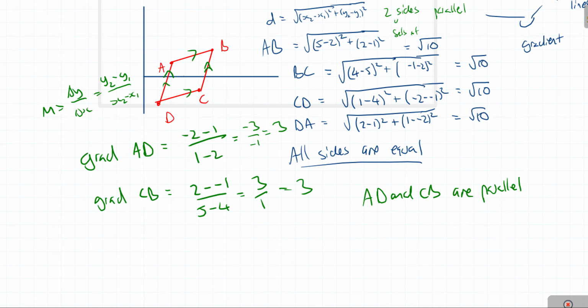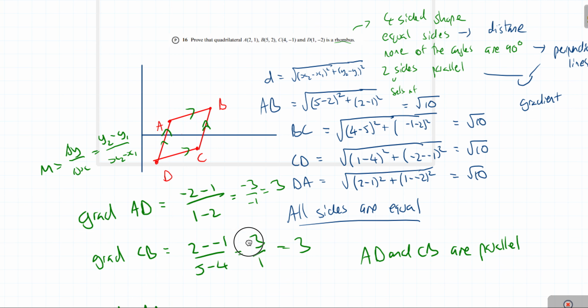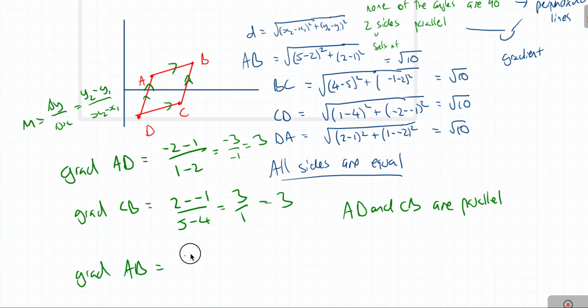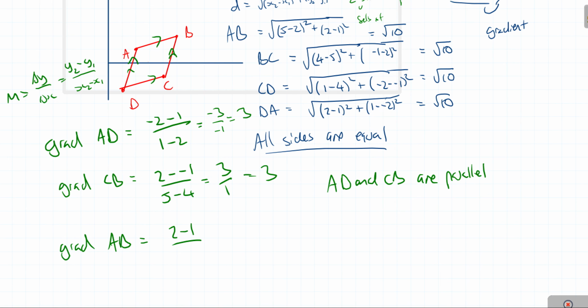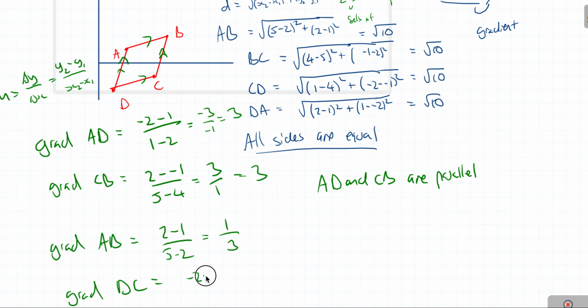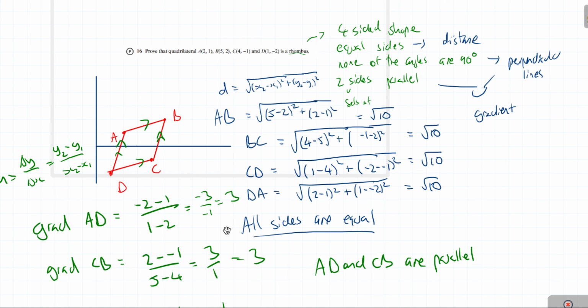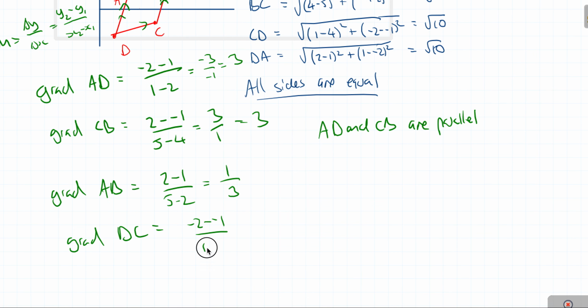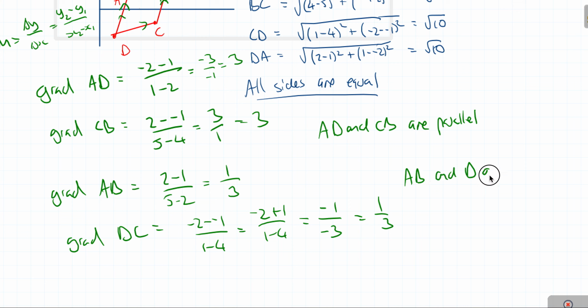And then the next one we're going to check is the gradient of AB. So AB is going to be 2 minus 1 divided by 5 minus 2, which is equal to 1 over 3. And then we do the gradient again of DC. So the gradient of DC is going to be minus 2 minus minus 1 divided by 1 minus 4. So this is minus 2 plus 1 divided by 1 minus 4. Minus 2 plus 1 is minus 1 divided by minus 3, which is equal to a third. So therefore, AB and DC are parallel.